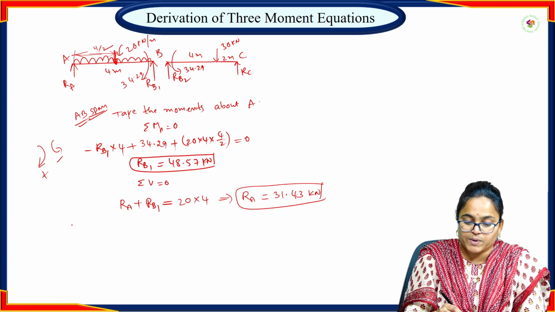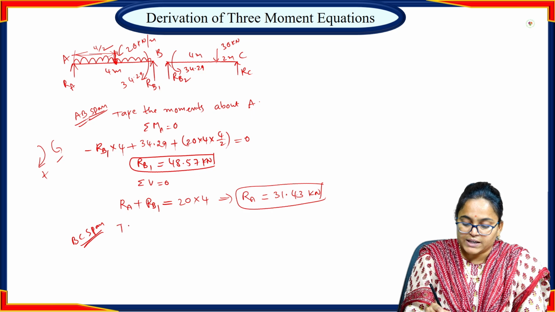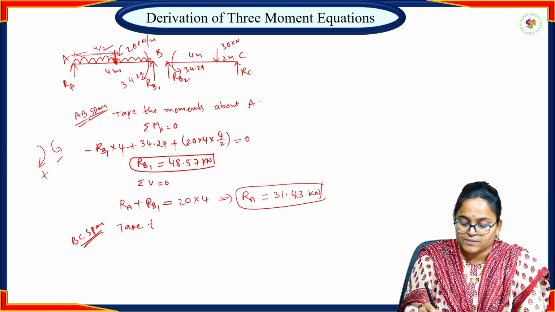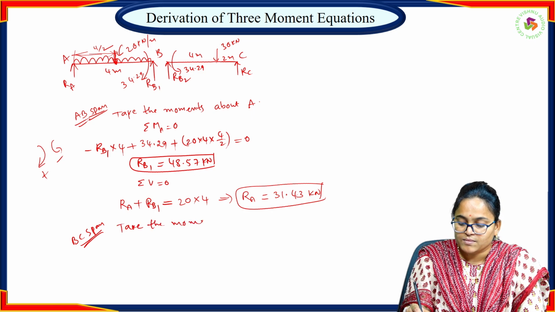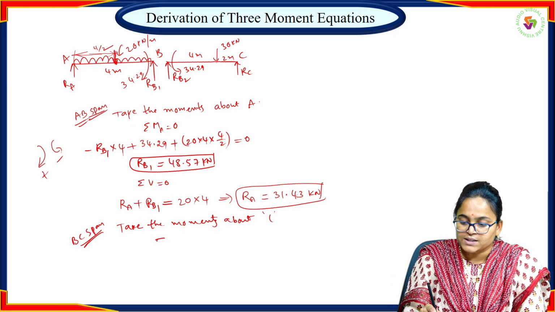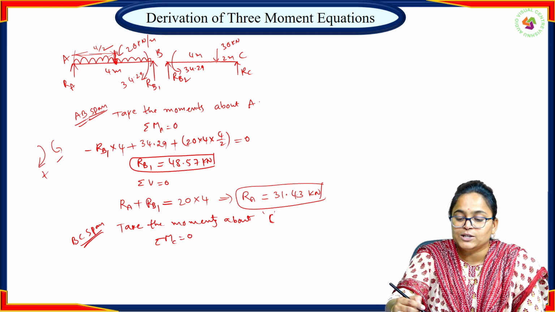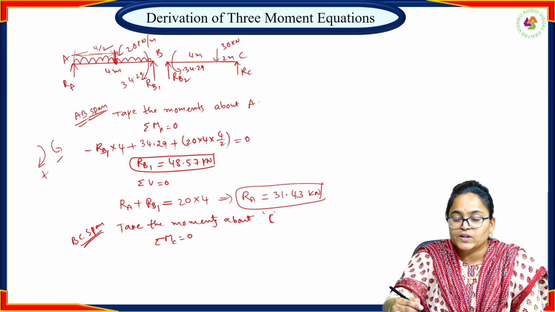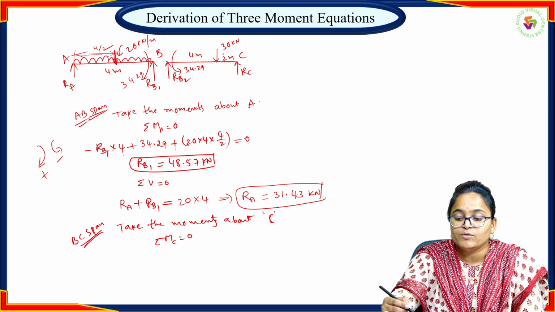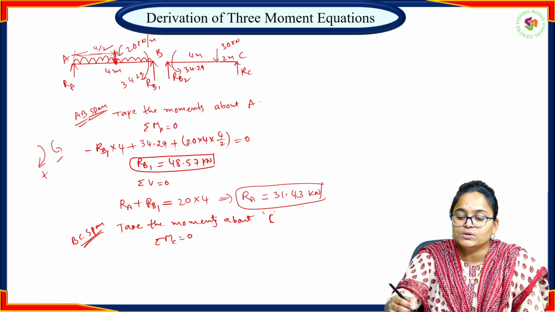This is for AB span. Now let us consider the BC span by taking moments about C, that is sigma MC will be 0. In the BC span we have RB2 reaction at B, an anti-clockwise moment at B, and an eccentric point load on the BC span. Due to these three we'll get moment at C.